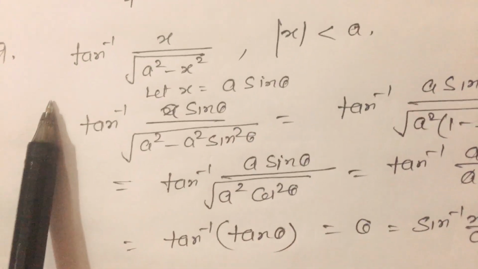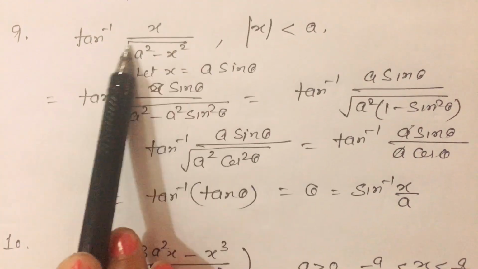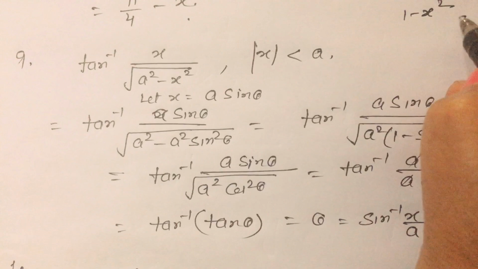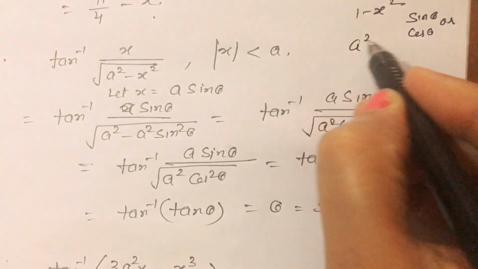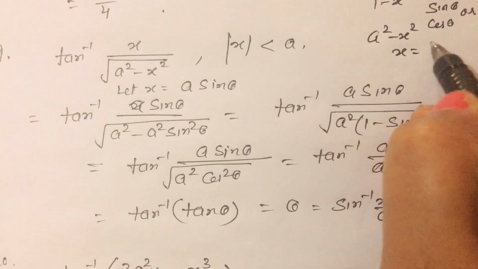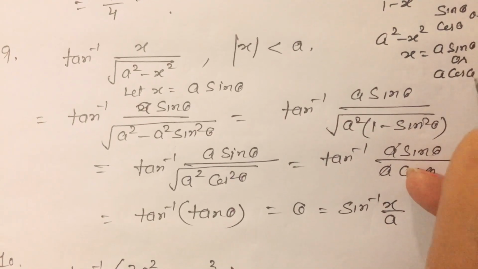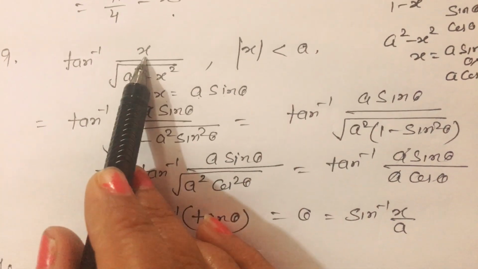Now come to question number 9. Tan inverse x upon root of a square minus x square. If 1 minus x square, then you can put sin or cos. If a square minus x square, then you will put a sin theta or a cos theta. So in this question, I am putting x is equal to a sin theta. So what will we get?